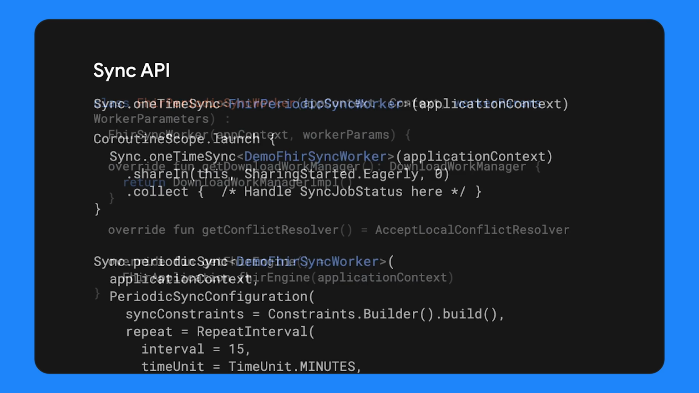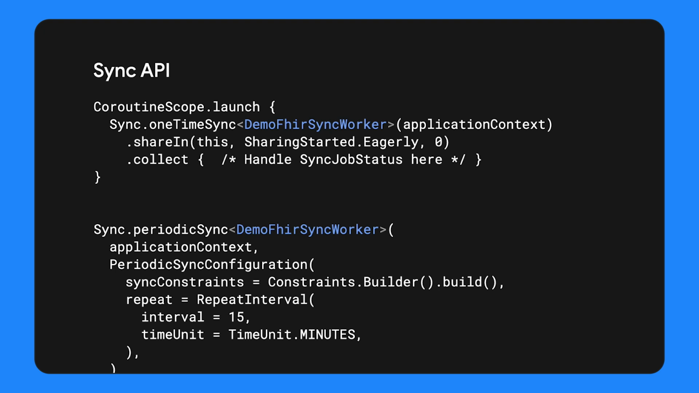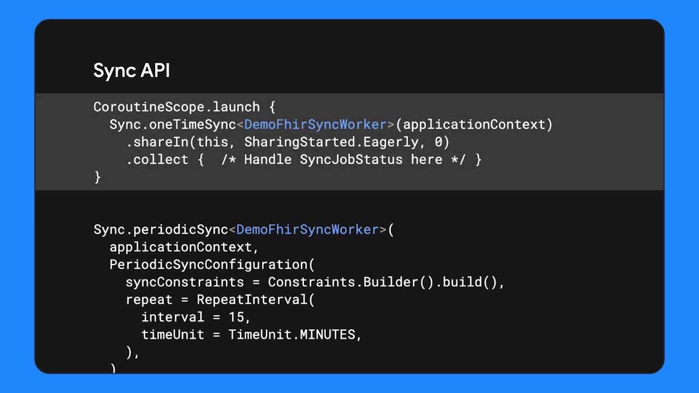Now that you have set up your FHIR sync worker, you can start syncing with the remote server. To trigger a user-initiated sync, you can use the sync.onetimesync API. If you would like to collect the state of sync job status as it updates, perhaps to update your UI or inform your user when the sync job is done, you can collect the job like this.